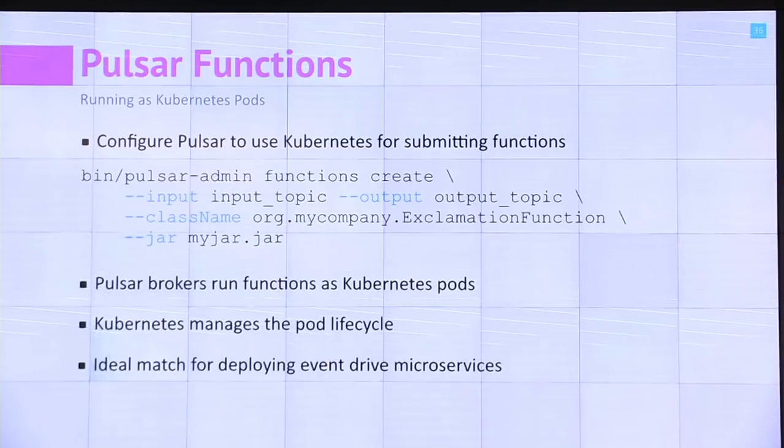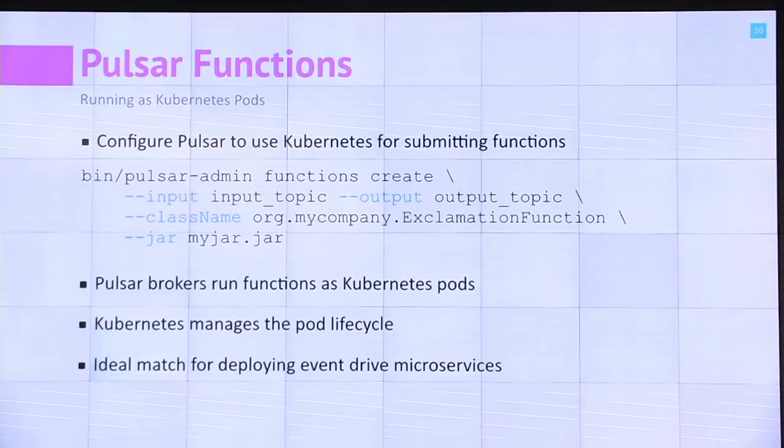We can sort of do that, right? So the user doesn't care. The user will just simply create the functions, and underneath you're actually configuring the broker saying, hey, when users submit the functions, run them as Kubernetes pods. And Kubernetes manages the lifecycle, but Pulsar manages the lifecycle of the functions.